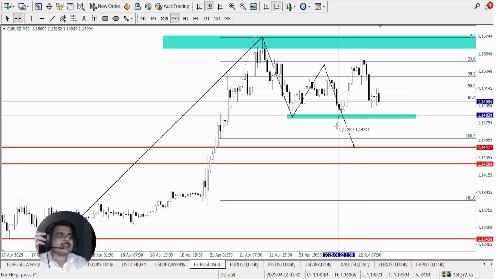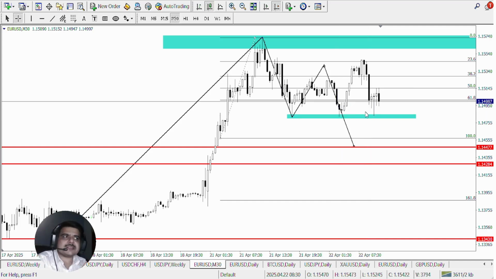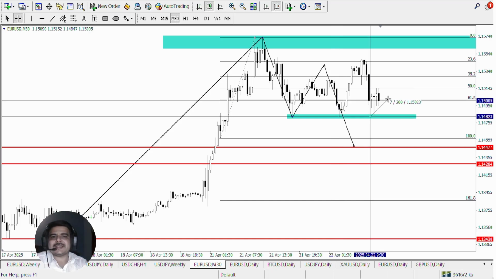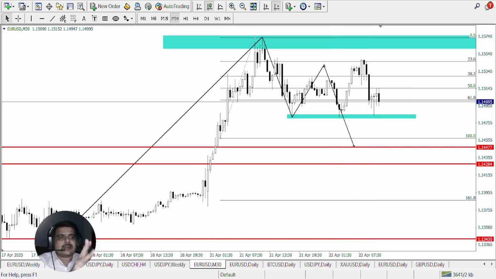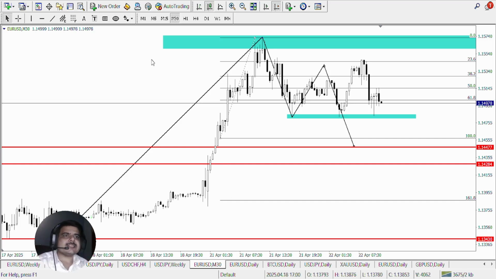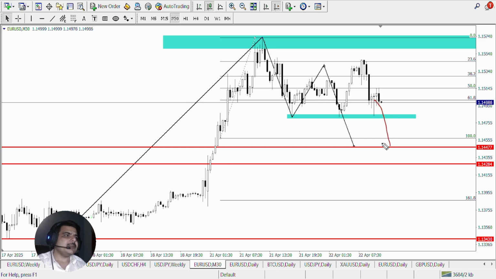If this touch is already present, why would someone not take it? Especially if you are on an ABCD pattern. What I personally will say, and what my method and discipline is: even if I'm going to take a buy, I will be waiting for this 1.14 and then I can plan something. Right here I don't do anything.